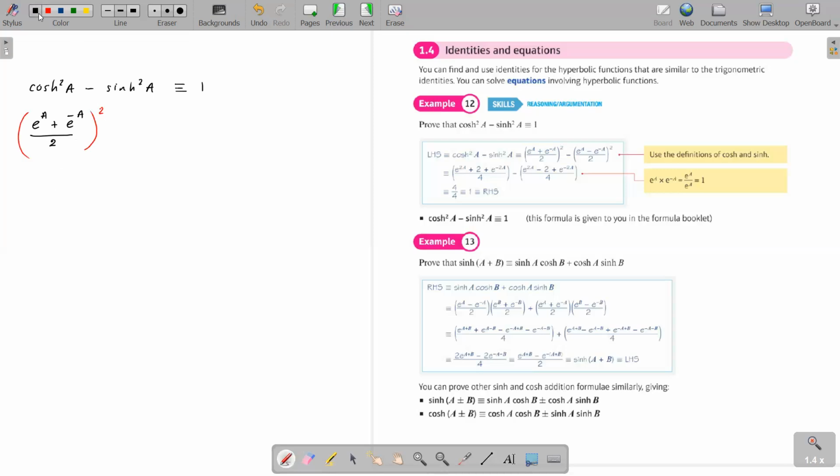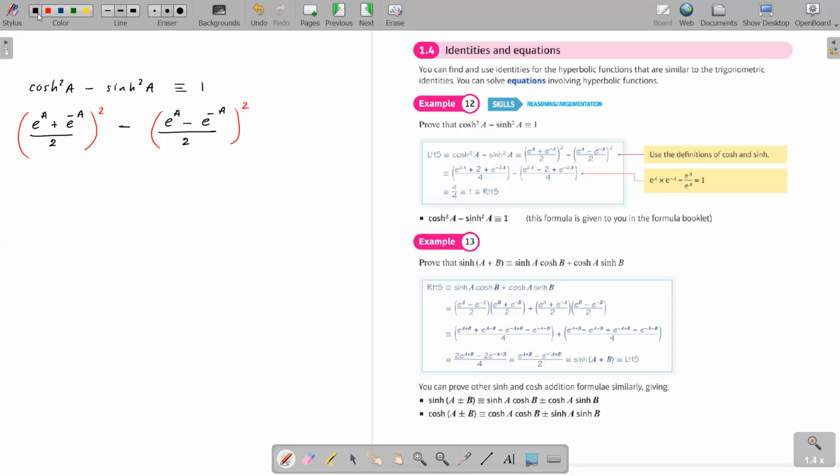So this is cosh square A, and then minus sinh square A. Sinh A is e to the power A minus e to the power minus A, divided by 2, and you again square it. This is the substitution of the values into cosh square A minus sinh square A. Now let's simplify and see if this actually becomes identical to 1.